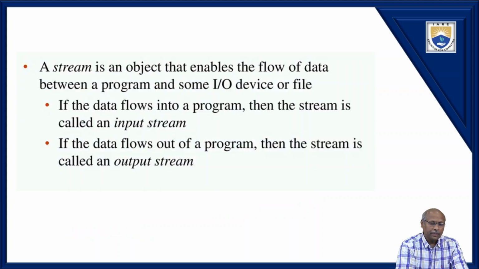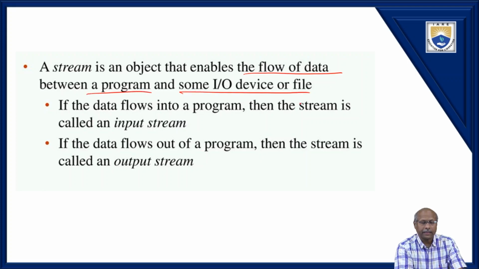A stream is an object that enables the flow of data between a program and some IO devices. That means you can write data to an input or output device. You can write to a hard disk, read from a hard disk, write to a floppy disk, and read from a floppy disk. There are various devices, and to read or write to these devices, you need a stream.